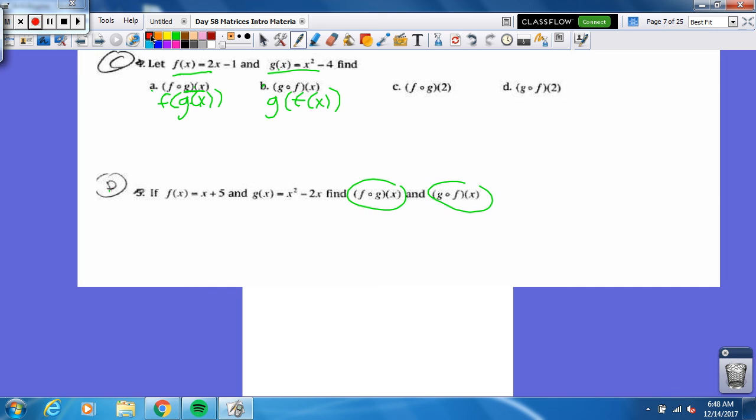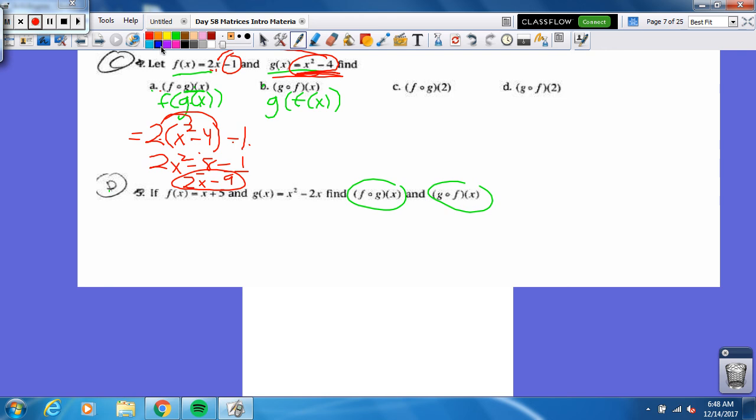So, let's try it. Now, I'm taking g of x right here for a, and I'm plugging it into here. So it's going to be 2 times x squared minus 4, minus 1. Don't forget that minus 1 at the end. So it's not 2x minus 4, it's 2 times the function of g right there, minus 1. All right, let's distribute: 2x squared minus 8 minus 1. Combine like terms: 2x squared minus 9. Got it.